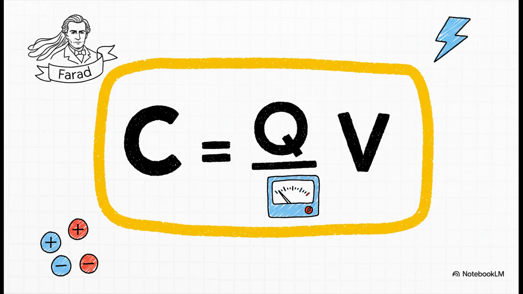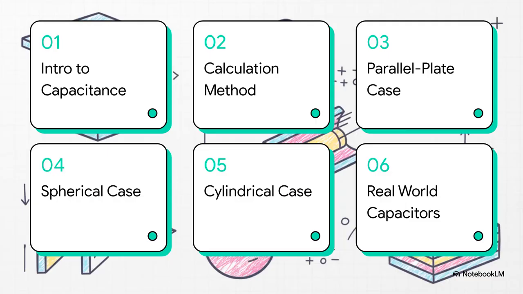It's really just the ratio of the charge Q stored on the plates to the voltage V across them. The unit for this is the farad, named after the one and only Michael Faraday. And trust me, as we're about to find out, 1 farad is a huge amount of capacitance. So here's our game plan. First, we're going to build a really powerful, universal method for calculating capacitance from scratch. Then we'll put that method to the test on 3 classic shapes: the parallel plate, the spherical, and the cylindrical capacitor. And finally, we'll wrap up by seeing how these ideas actually show up in the real world.